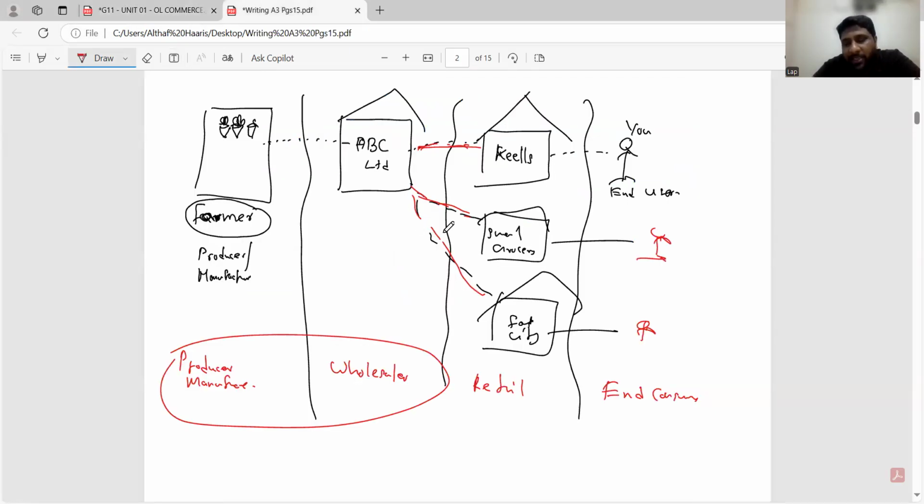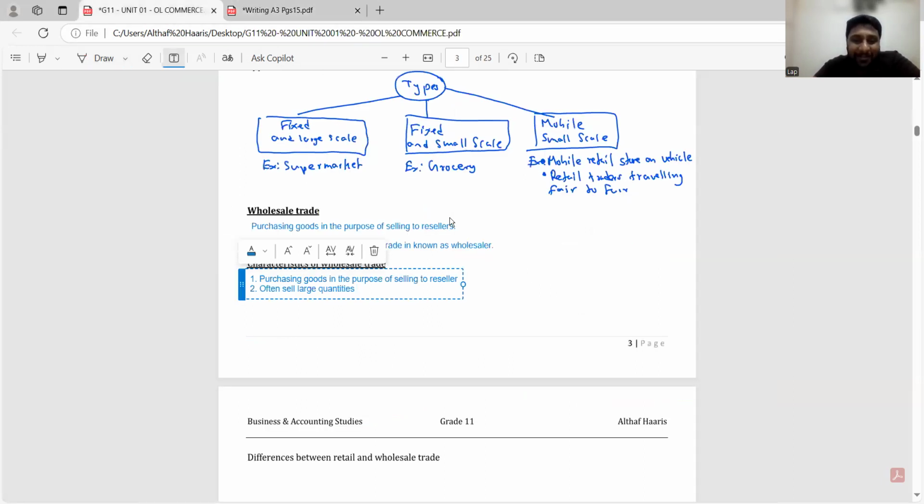When ABC Limited is selling carrots to Keels, will they sell 1 or 2 carrots? No, no. When you are buying, you will buy 1 or 2. That means Keels will sell 1 or 2 to you. But ABC Limited will not sell 1 or 2 to Keels. Keels should buy in large quantities. Big quantities selling by Karan. So they will sell in big quantities. Often sell large quantities.